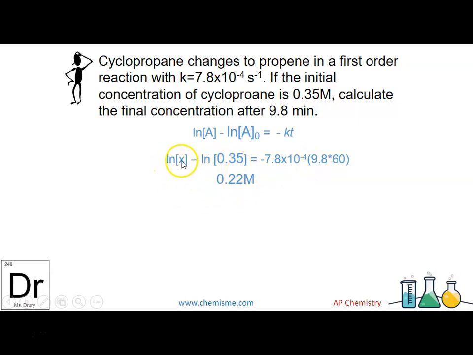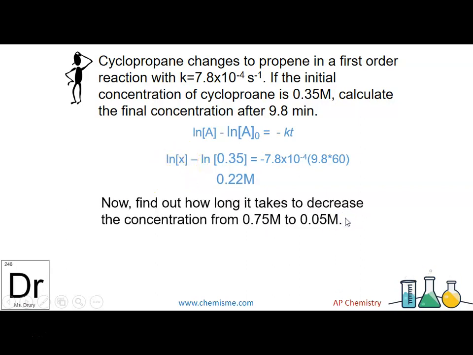If you have the natural log of x and you want to get x alone, you'll have to take the exponential of that equation. So the e button on your calculator undoes the natural log. And then another question might be, now that we know what the concentration was initially, and we know what k is, find how long it takes to decrease from 0.75 to 0.05.